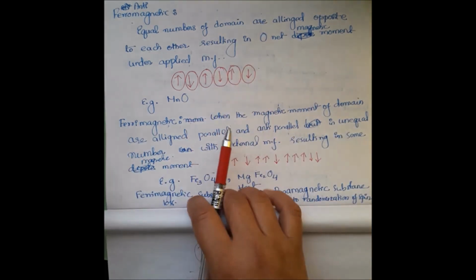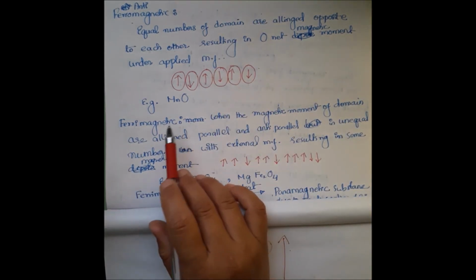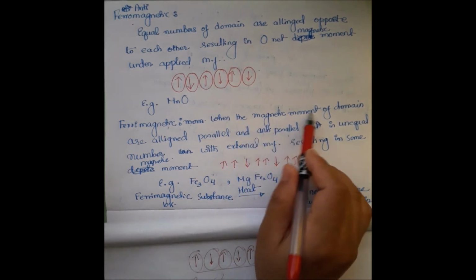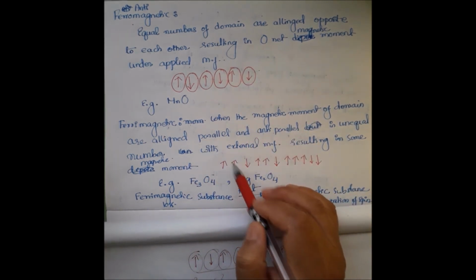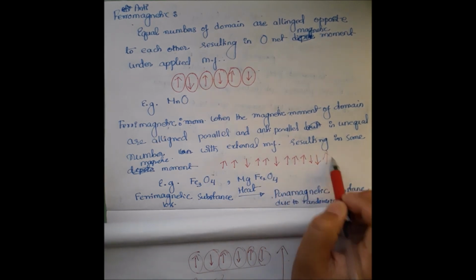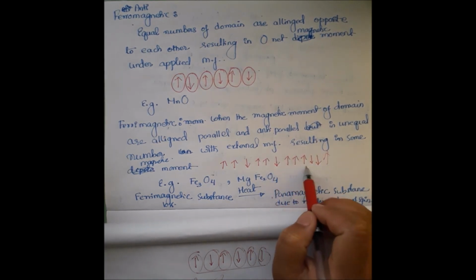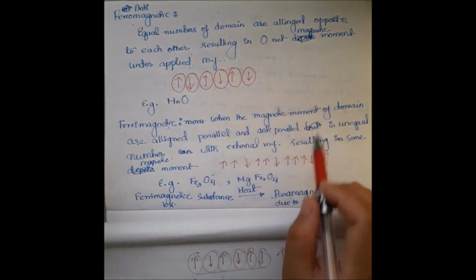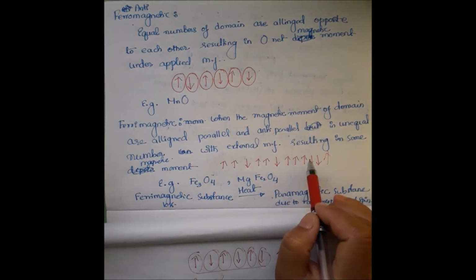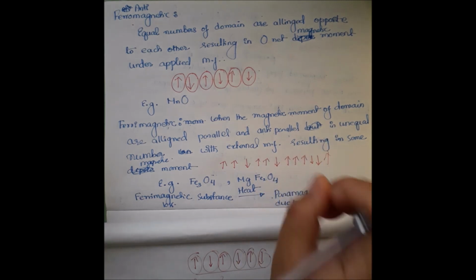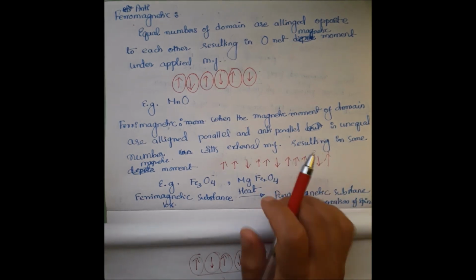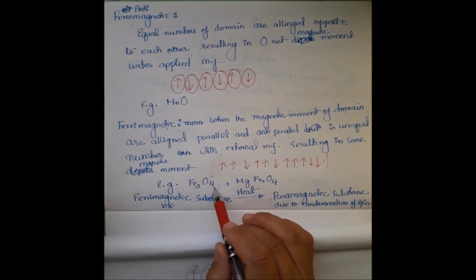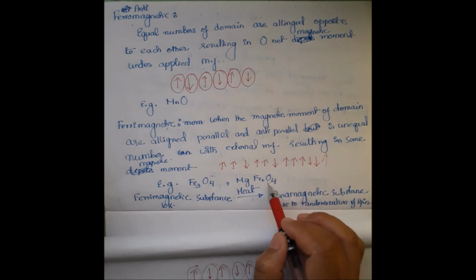Now next is ferrimagnetic substance. Here again the magnetic moments of the domains align parallel and anti-parallel with the applied magnetic field, but in unequal number. In the previous case the numbers were equal, so the net was 0 because of cancellation. Here it is unequal, so the net is not 0, and it will have some magnetic moment. Examples are ferrites, Fe3O4 magnetite.